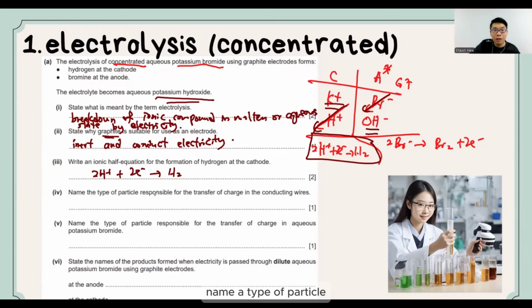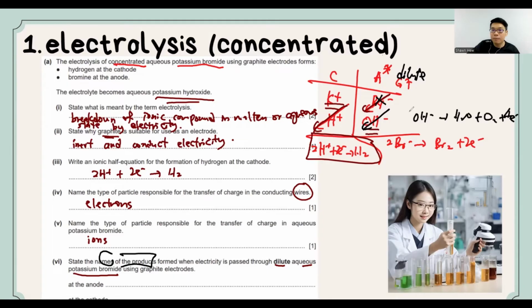Name a type of particle responsible for the transfer of charge in the wire. So in the very beginning, we already know in the wire, electrons will pass through. Name the type of particles responsible for the transfer of charge in the solution: ions that are able to move. State the name of the product formed when electricity is passed through dilute aqueous potassium bromide. If it's dilute, we'll choose OH. The name of the product: at anode, it will form oxygen. Cathode is still hydrogen.